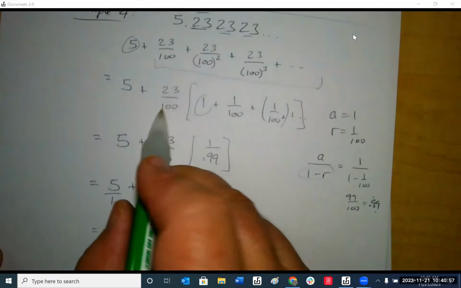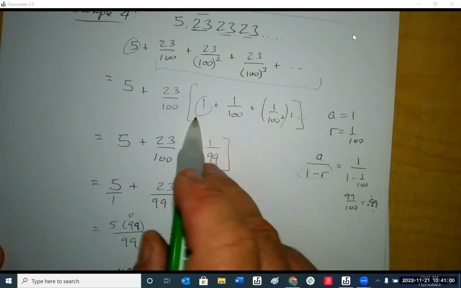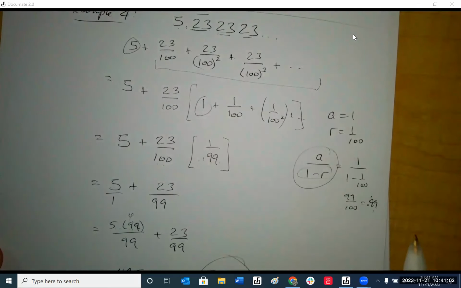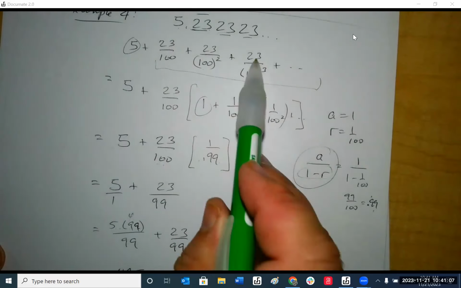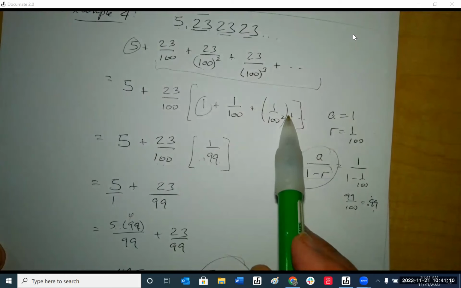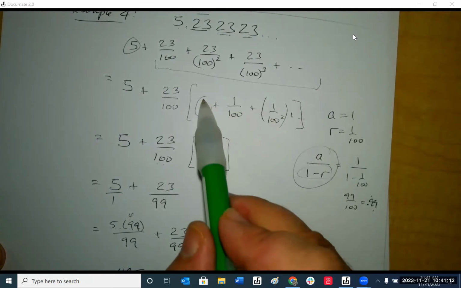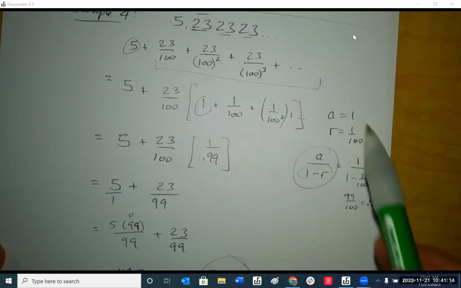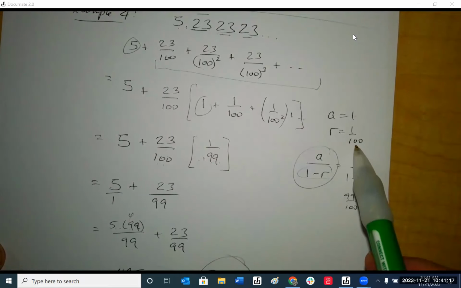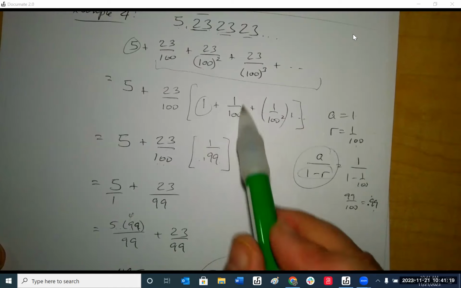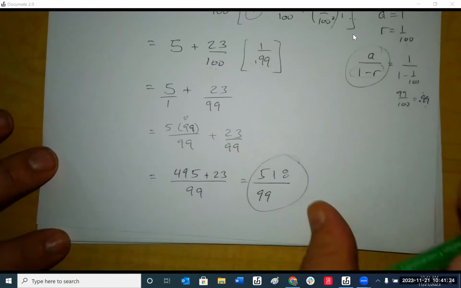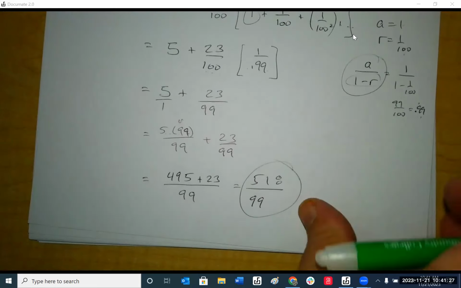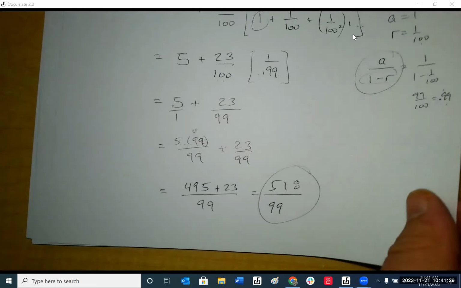Yeah, so we have to find the A and the common ratio, which is this. So this one's common with everybody. 23 over 100. This is what we're left with. Now each of these have a 1 in common. 1 over 100. The ratio is 1 over 100. Each one of these is times 1. All right, that one looks pretty good. That's example 4.